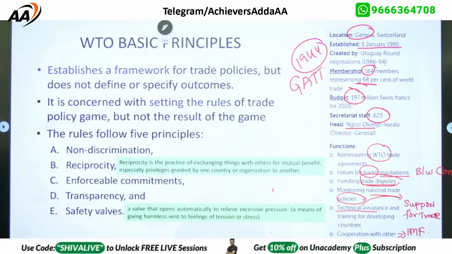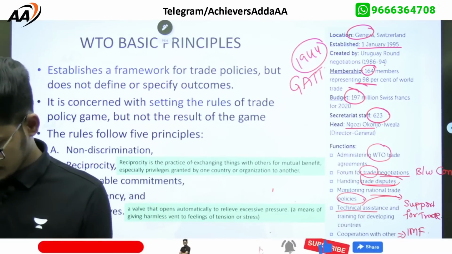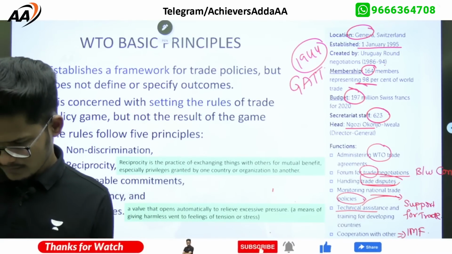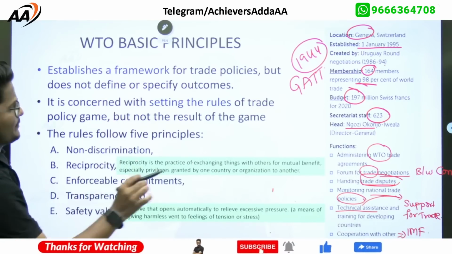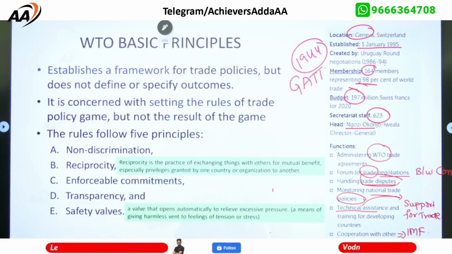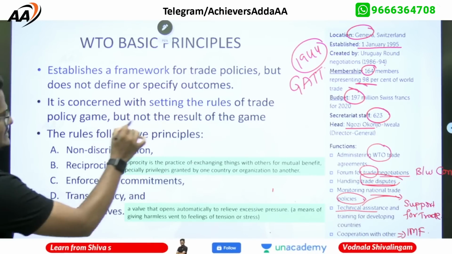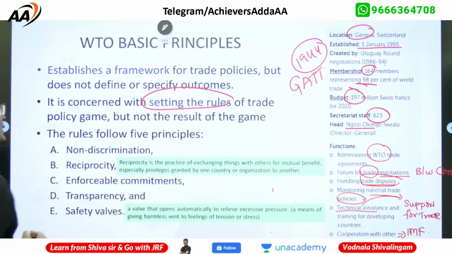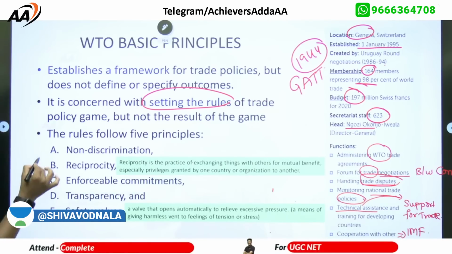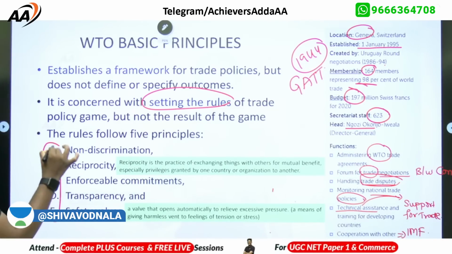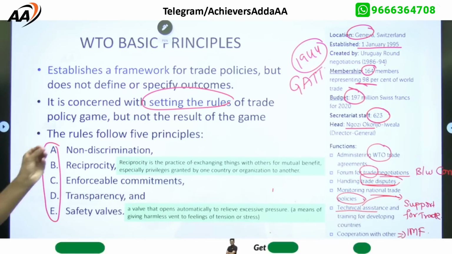So next, principles are more important. It establishes a framework for trade policies and does not define a specific outcome. It is concerned with setting the rules for the trade policy game, but not the result of the game. So here we need to make some rules. Those rules follow the 5 principles.